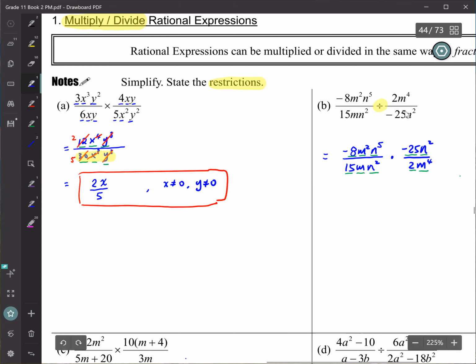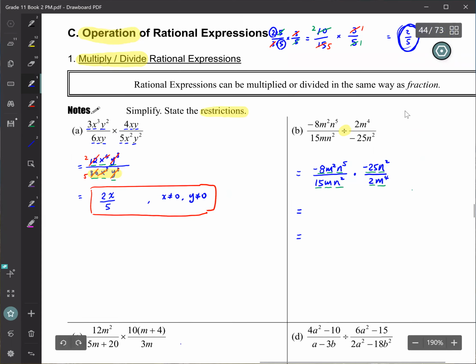So I'm gonna leave that to you guys to do. You can multiply together first and simplify it. And don't forget to write restrictions. So when you finish the restriction and the final answer, you can raise your hand. Okay, we'll check the answer.